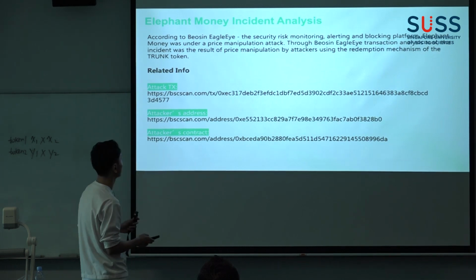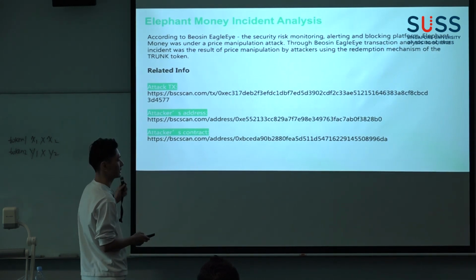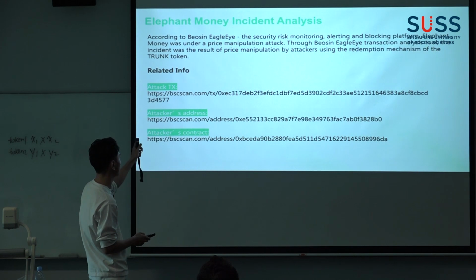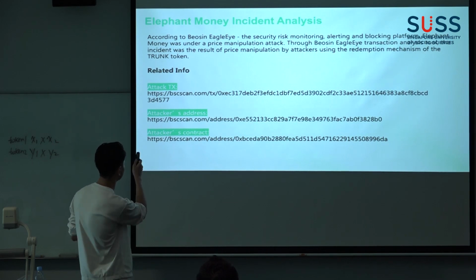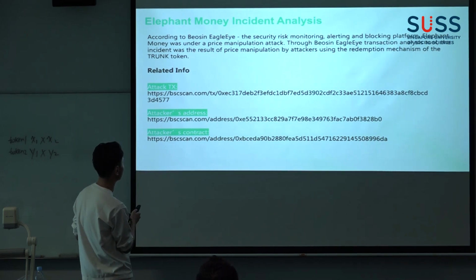And you can find the detailed information of those transactions in BSCScan if you open up your browser and just go to those addresses. And you can see the attack transaction, attacker's address, and attacker's contract.